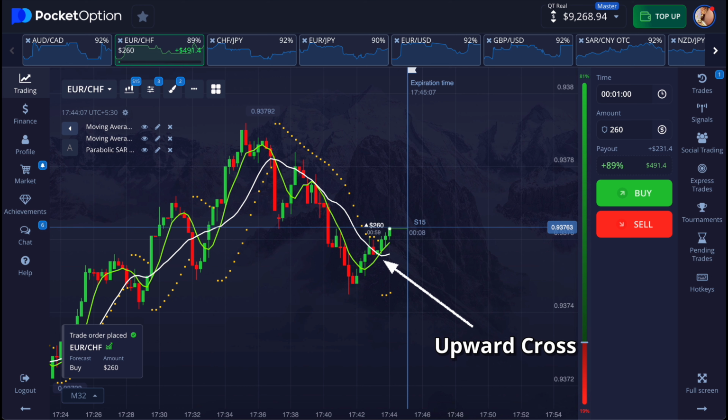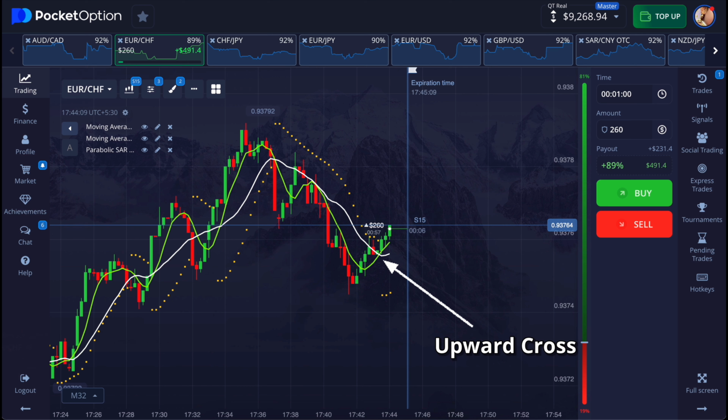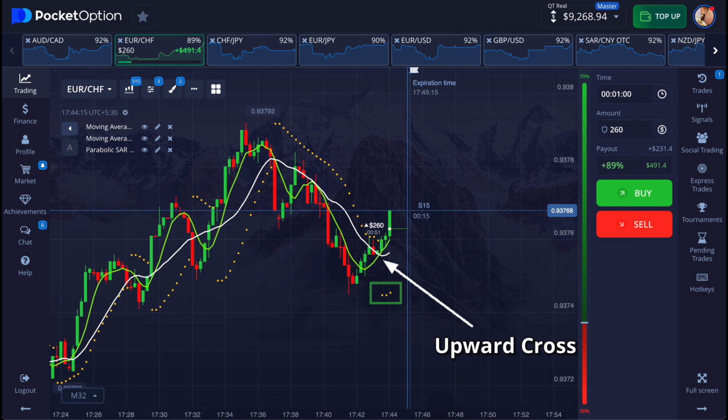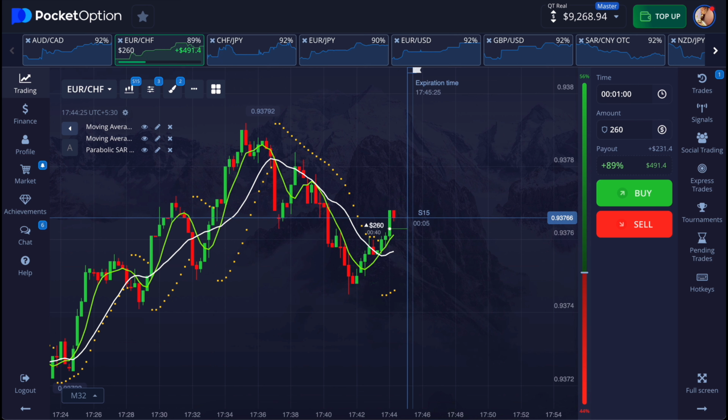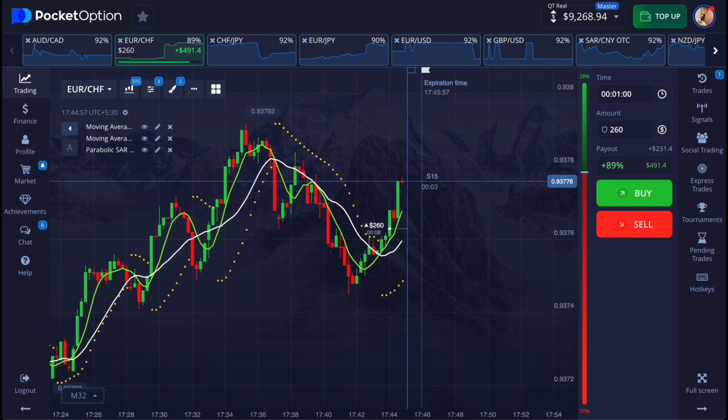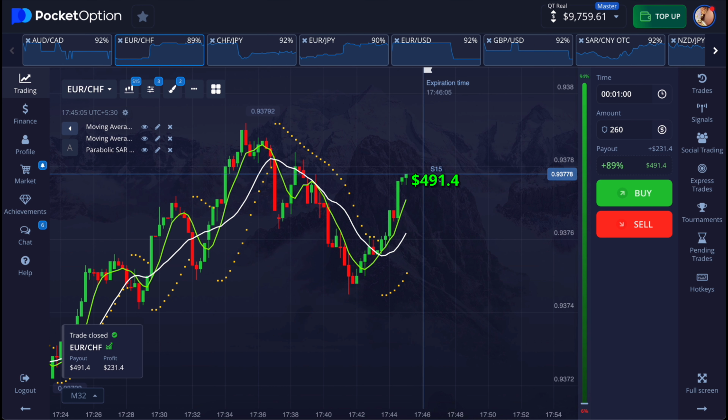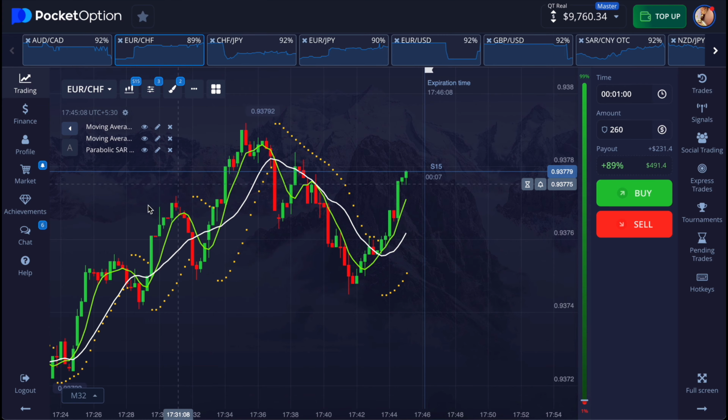So here the moving average lines have crossed in the upward direction and provided an upward signal, and at the same time the parabolic SAR has also provided a bullish signal. So now there is a high possibility of the market going up. So the strategy is amazing. You should try it in the demo account. After practicing you can get a lot of benefits.